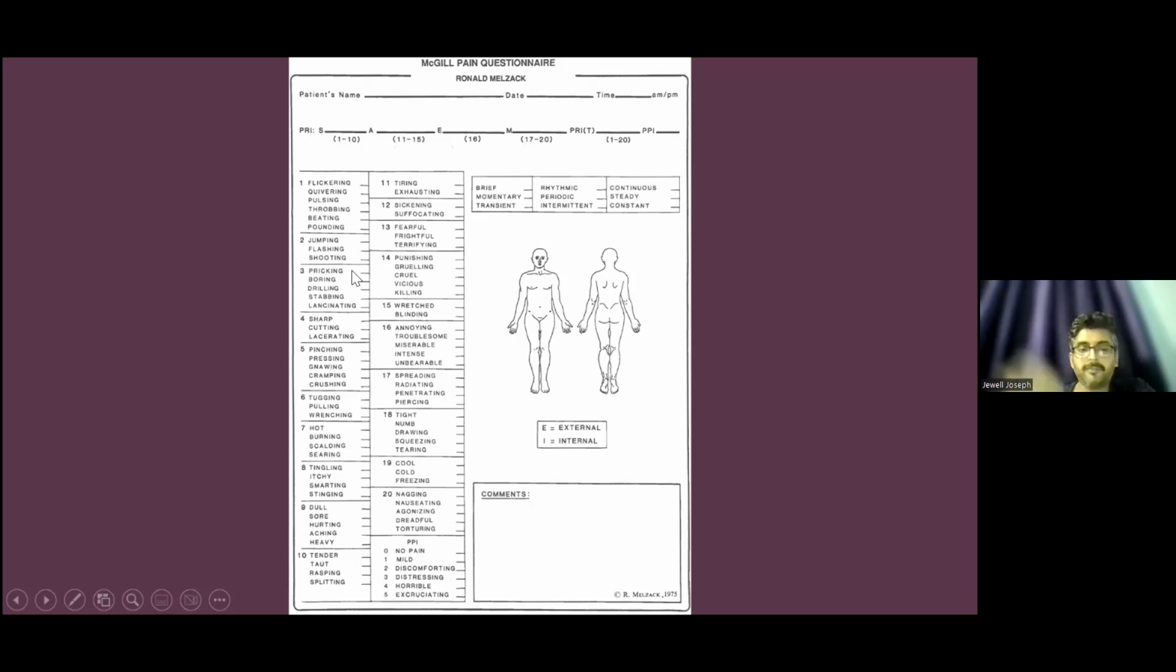So jumping, fluid, all the descriptions like pricking pain, sharp pain, pinching pain, and all those pains are there. There is also a body diagram where we can mark the site of the pain. So this is about the McGill pain questionnaire.